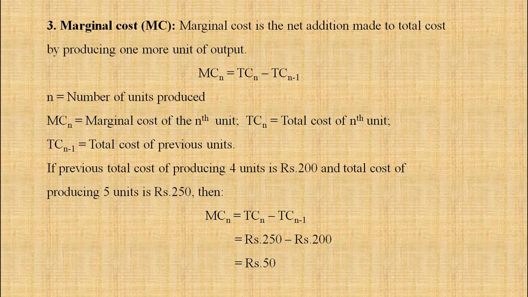So for example, the total cost of producing 4 units is 200 and the total cost of producing 5 units is 250. So what is the marginal cost? 250 minus 200, that is 50 rupees. 50 is the marginal cost, the difference between two totals. See, 250 minus 200, right?